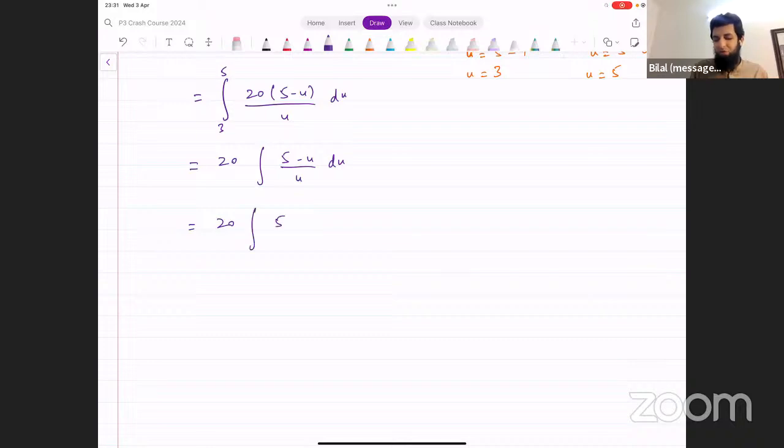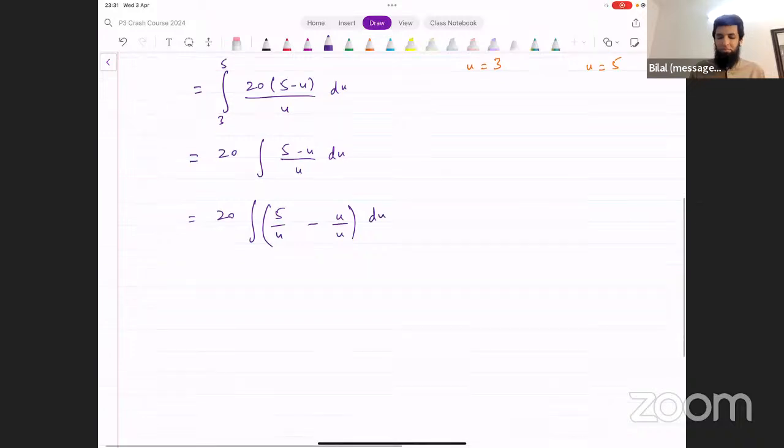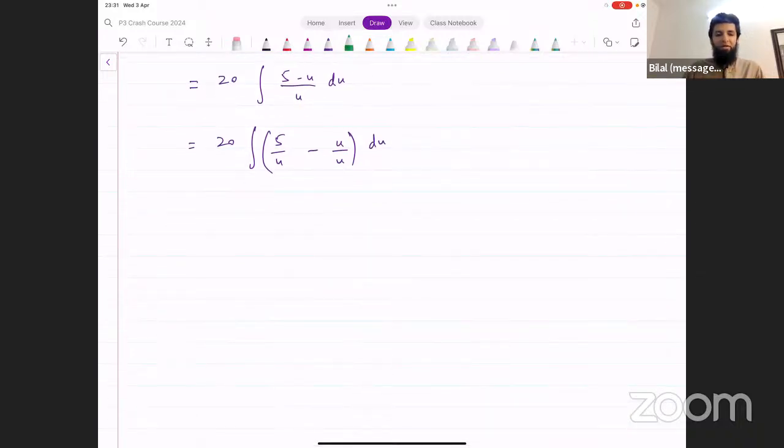We could say it's 5 over u. We could write it separately, minus u over u, right? So we could split it into two fractions like this. Now the second fraction, that just becomes 1. And now we can integrate it. The first one is just 5 over u with respect to u. And the second one is integral of 1 with respect to u.